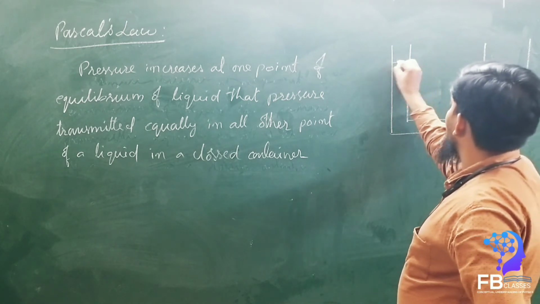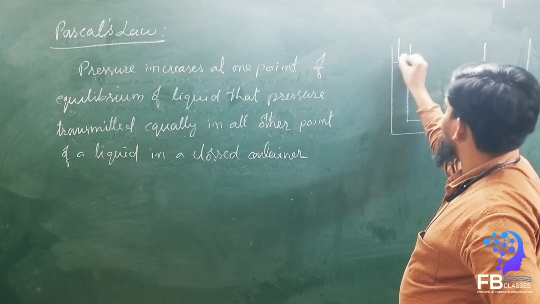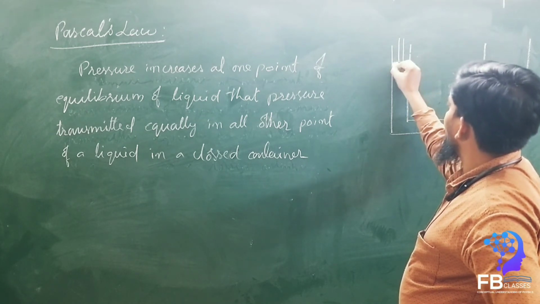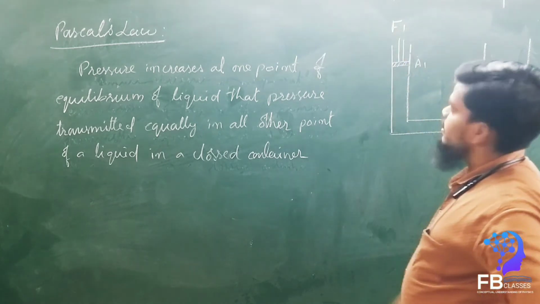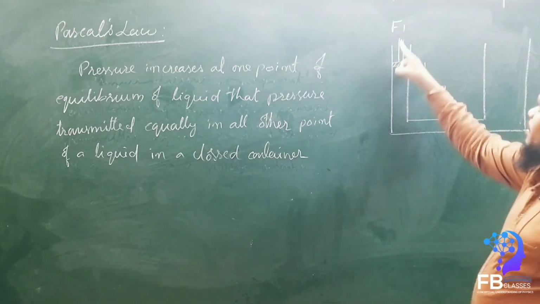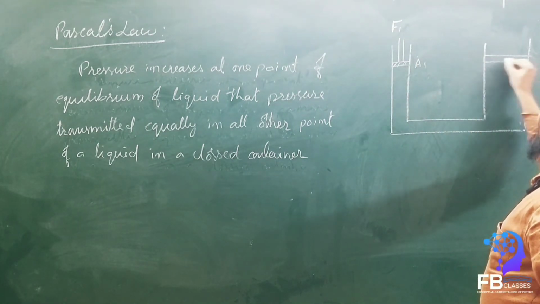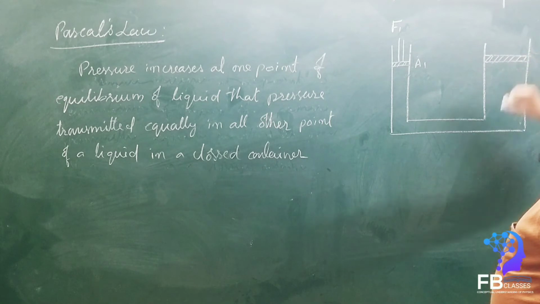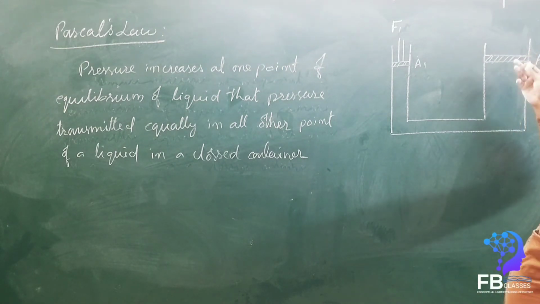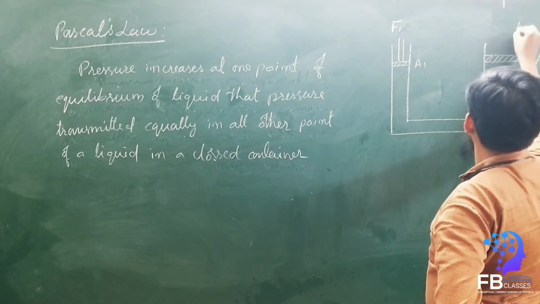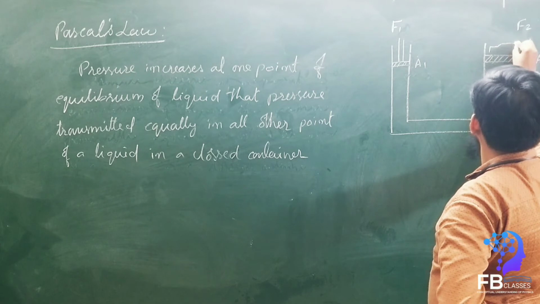Let the cross section area of the small piston be A1, and the force applied by us be F1. The cross section area of the bigger piston is A2 and the force is F2. Let's say there is a car standing here.